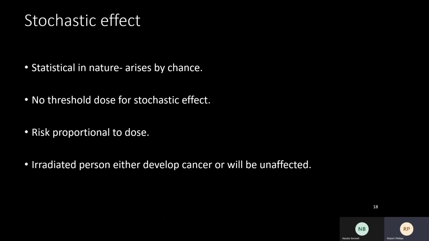So what is stochastic effect? Stochastic effect is statistical in nature. It arises by chance. There is no threshold dose for stochastic effects. Risk, however, is proportional to the dose. So if the dose is high, risk is high. An irradiated person either develops cancer or will be unaffected. Examples are different types of leukemias, blood cancer, thyroid cancer, and genetic disorders.